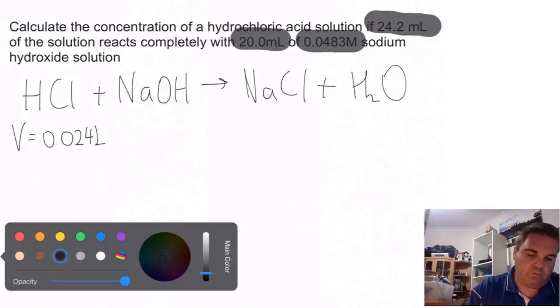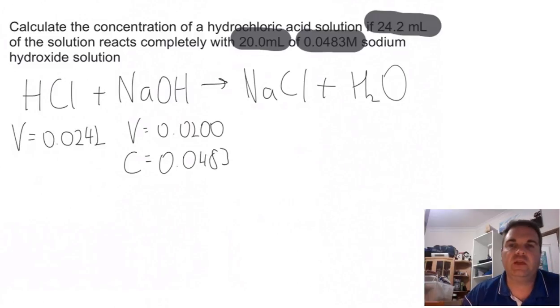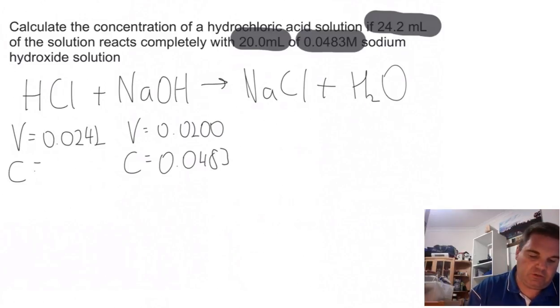Okay, so what we can do is right in here we've got 20 mils, our volume is 0.0200, and we've got a concentration of 0.0483 molar. Okay, the question is asking us to calculate the concentration, so over here concentration equals question mark. That's what we're trying to work out. Okay, so we've done balanced equation, we've done writing down what we know. Next question is working out the known.